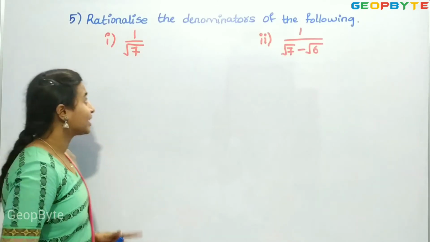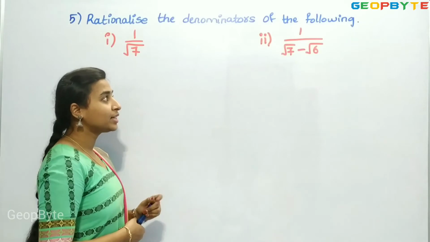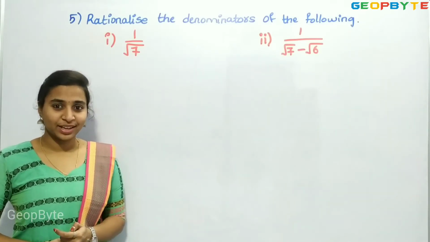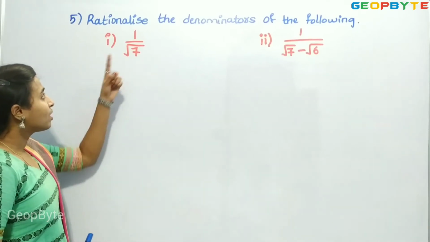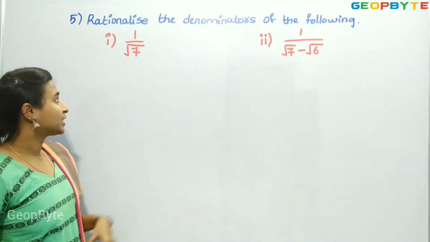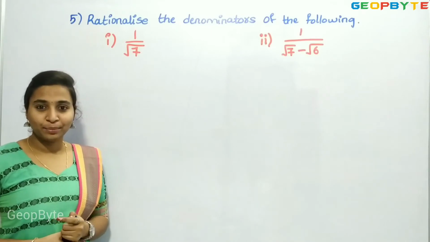Now, let us see the fifth question. Rationalize the denominators of the following. We have 4 questions in that. First, let us see the first one. We have 1 by under root 7. We need to rationalize the denominator as it is an irrational number.